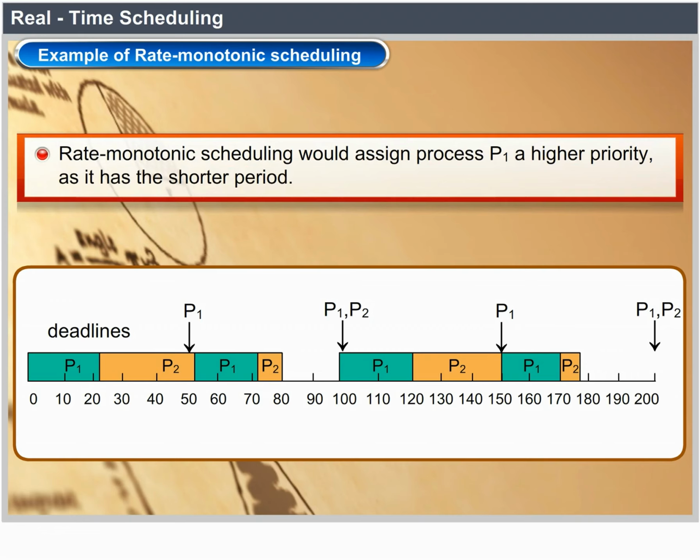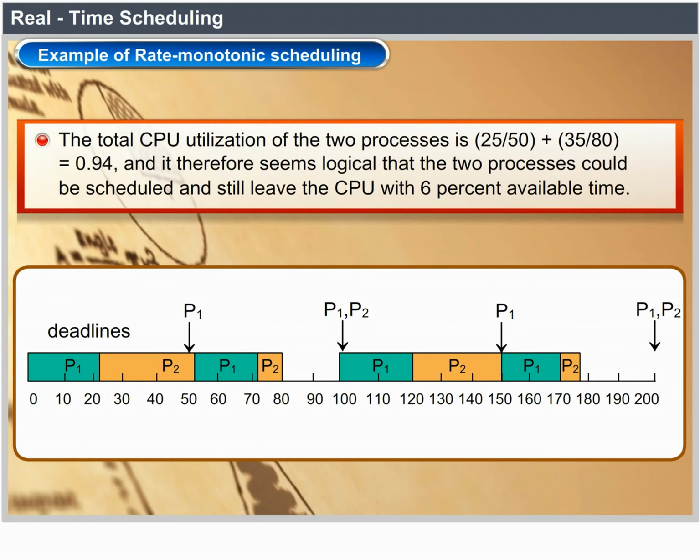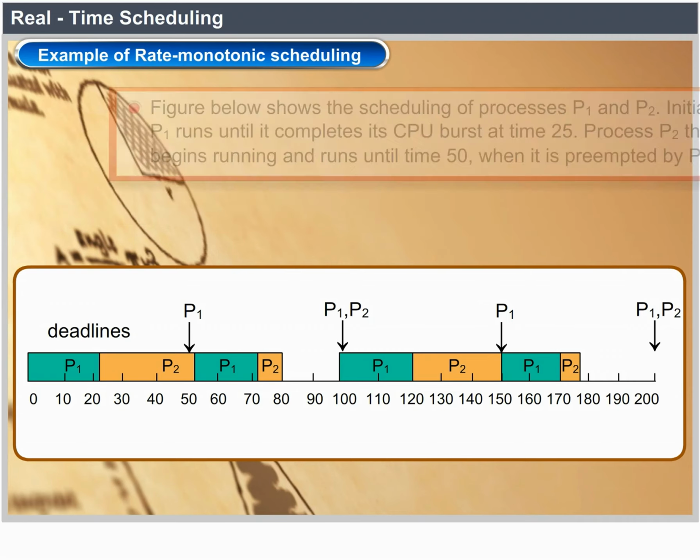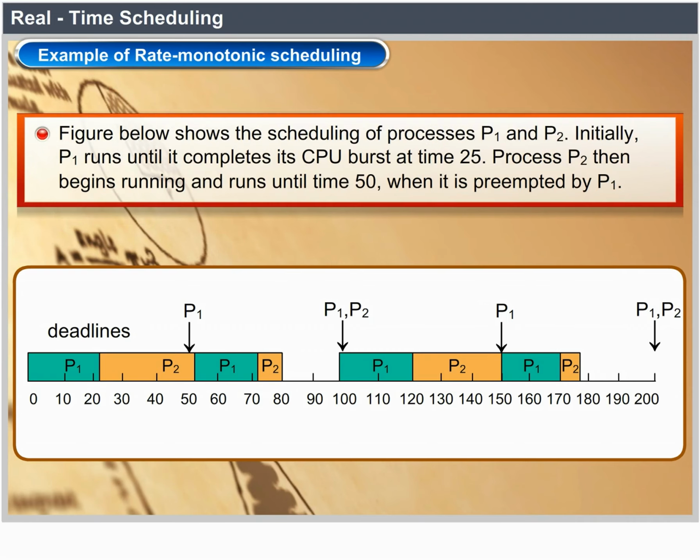The total CPU utilization of the two processes is 25 divided by 50 plus 35 divided by 80, equaling 0.94, and it therefore seems logical that the two processes could be scheduled and still leave the CPU with 6% available time. Figure below shows the scheduling of processes P1 and P2.